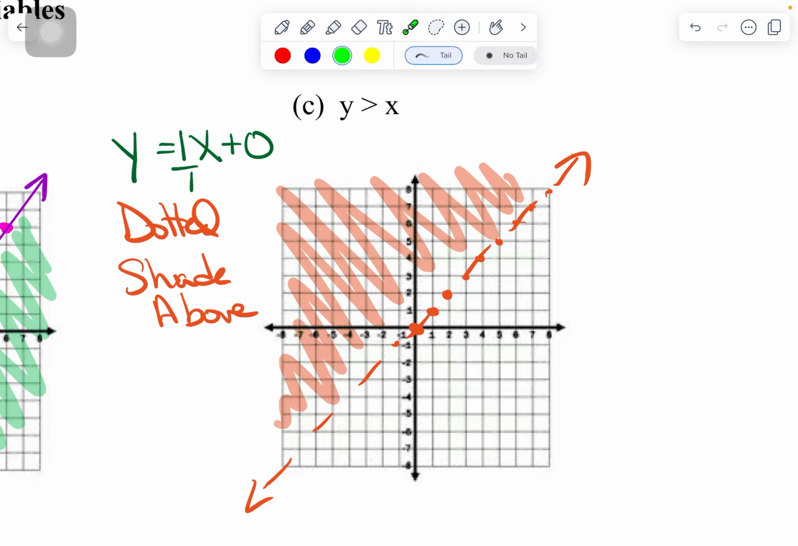Now, in this case, your boundary line being dotted means that it is not a solution. So these specific points on the boundary line don't work, but any and every point right above the boundary line does work.